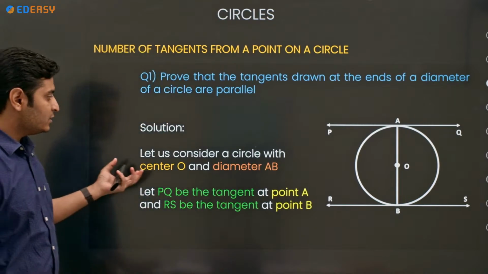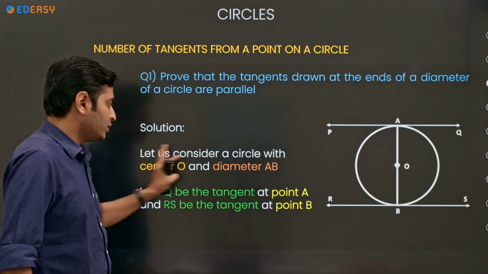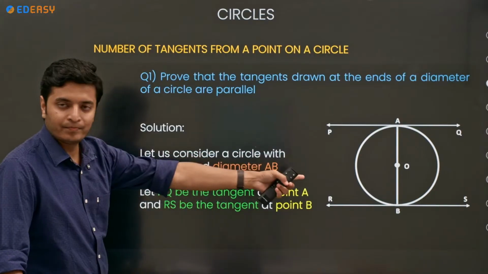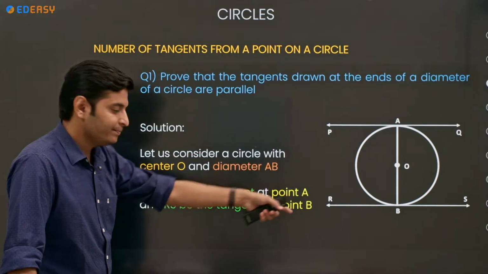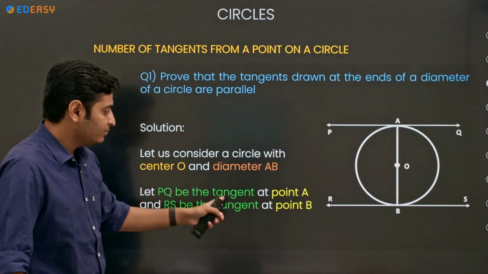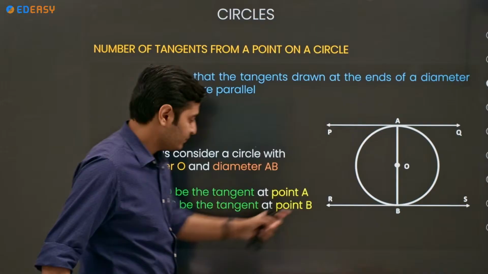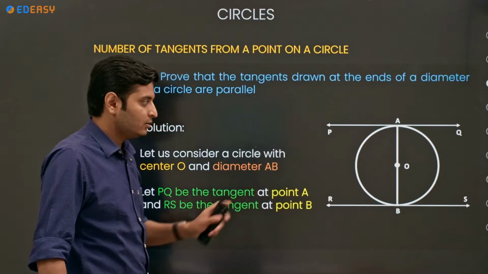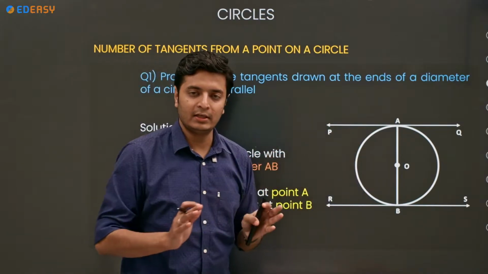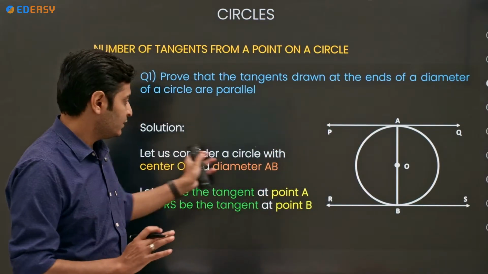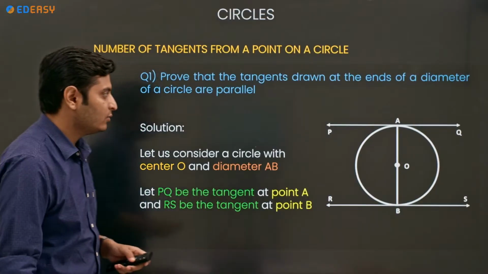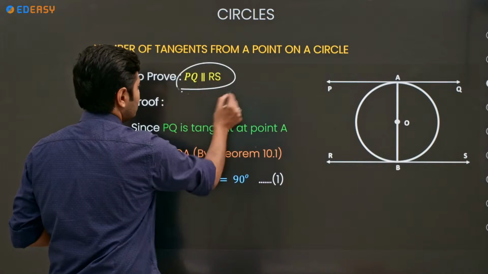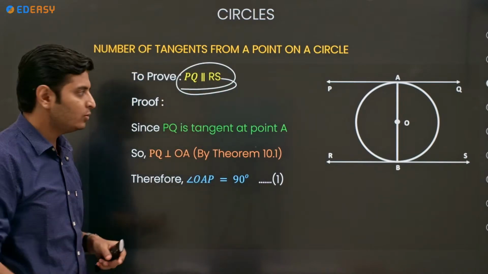How? First, you need to write everything that you are considering. So let us consider a circle with center O and diameter AB. Let PQ be the tangent at point A and RS be the tangent at point B. Now, we have drawn a very neat and clean figure. We have described what we are considering. Now, continue. We need to prove that PQ is parallel to RS. That is what we need to prove.